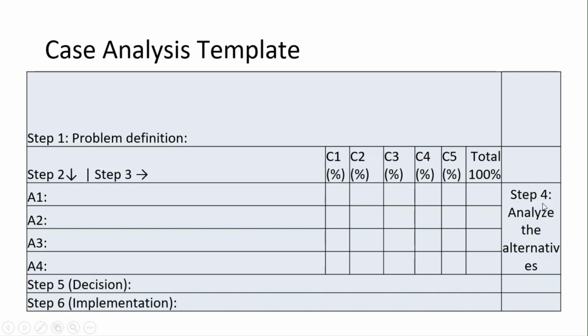Step 4 is analyzing the alternatives. So how do you analyze these alternatives? Against each criterion, you need to analyze and score each alternative. So in this cross sections, you have to have certain scores. And in step 5, we'll choose the one alternative which has the highest score in these boxes. That becomes your decision. In step 6, we would write using theory what should be the different steps to implement this particular decision.